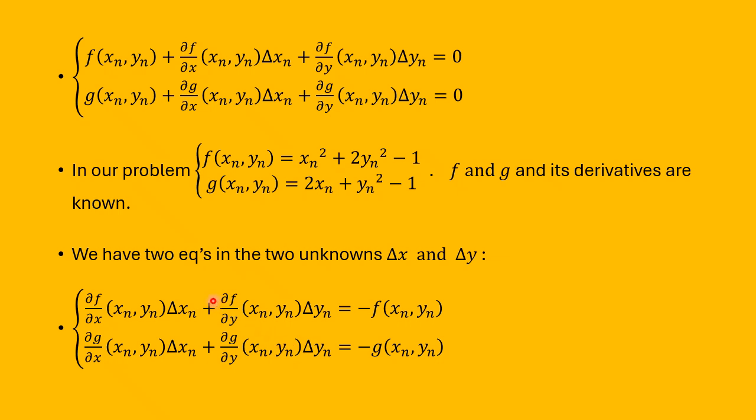So what we have here are two equations and two unknowns. If we just rearrange this a little bit, we have this number times delta x plus this number times delta y equals this number. We just subtracted this term from both sides of the equation. And similarly with the second one, we can write it this way. This stuff equals minus g(xn, yn).